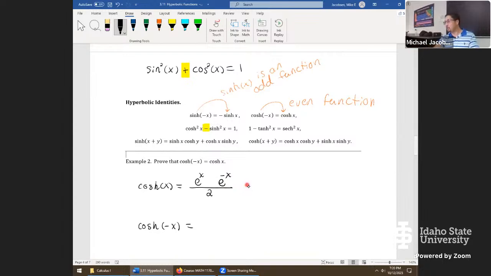It'd be a plus, absolutely. So plus for this one, minus for sinh. So, well, we're done on that side. That's what cosh should look like.